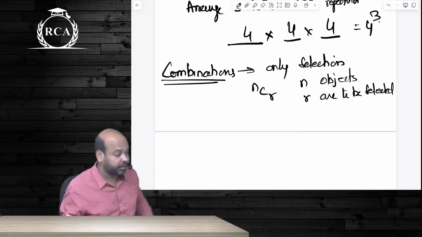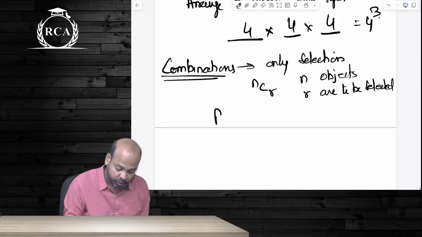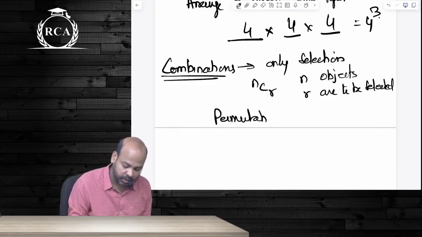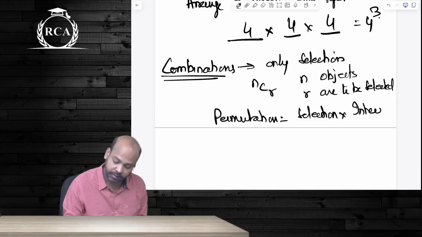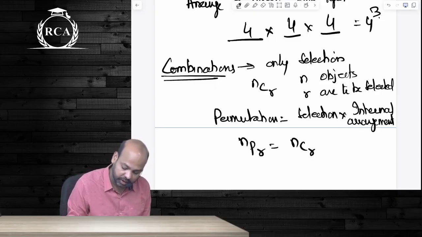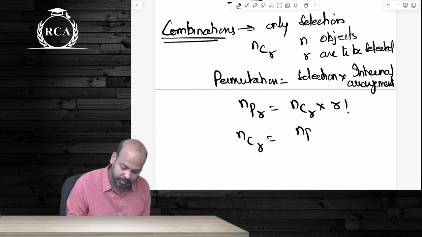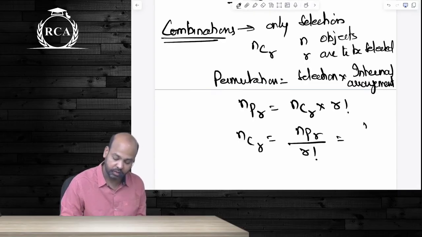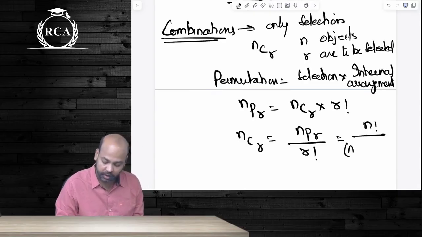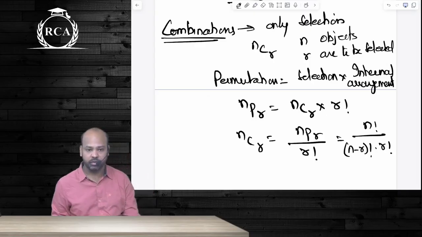From permutations, if I remove the impact of internal arrangement, will I get combinations? I told you the relation: permutation is equal to selection multiplied by their internal arrangement. Therefore, I can write nPr is equal to nCr multiplied by r factorial. So you can write nCr as nPr divided by r factorial. The formula finally: n factorial divided by (n minus r) factorial multiplied by r factorial.